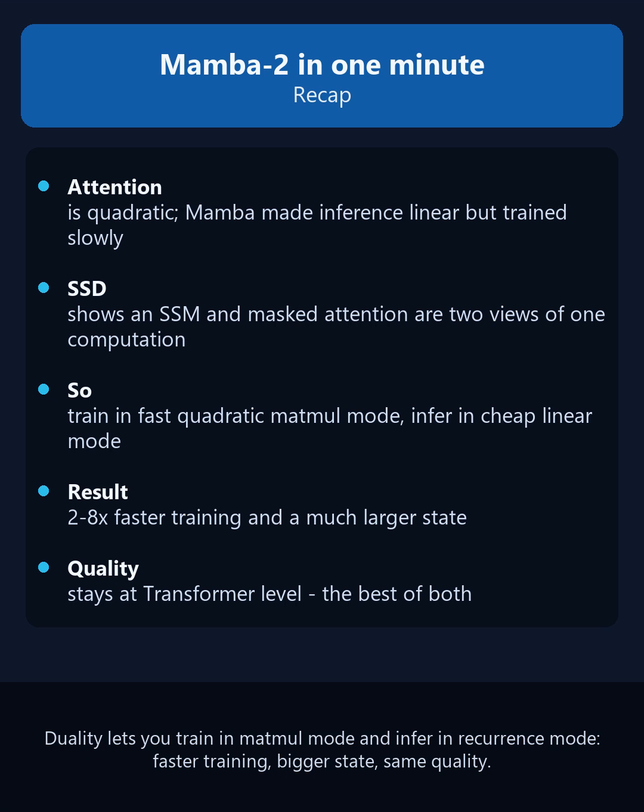Quick recap. Attention is quadratic. Mamba made inference linear but trained slowly. Mamba-2's state space duality shows a state space model and masked attention are two views of one computation, so you train in fast quadratic matrix mode and infer in cheap linear mode. The result? 2 to 8 times faster training, a much larger state, and transformer-level quality.